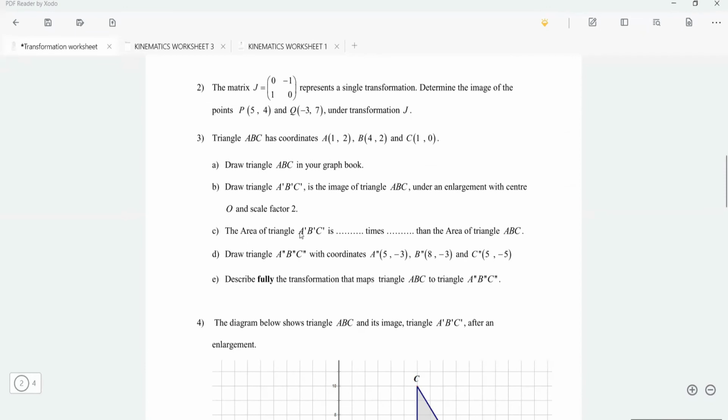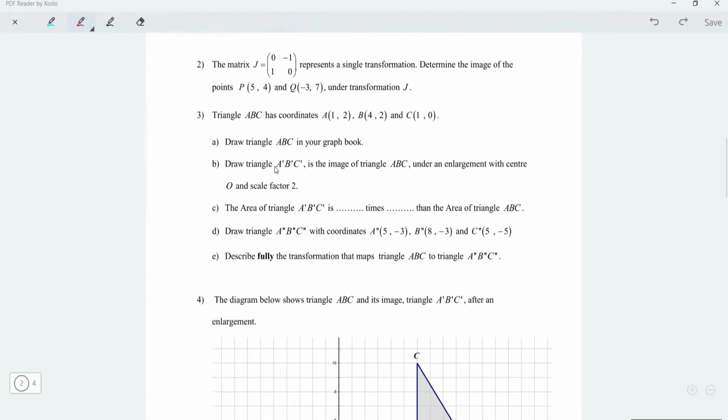So next part of the question now, we'll complete part B. It says the area of triangle A prime, B prime, C prime is dash times the area of triangle ABC. Now remember, it is k squared. Area of the image, always remember the formula. Because A prime, B prime, C prime is the image, the area of the image is equal to k squared times the area of the object. What is the scale factor? 2. So it's going to be 2 squared times the area of ABC.